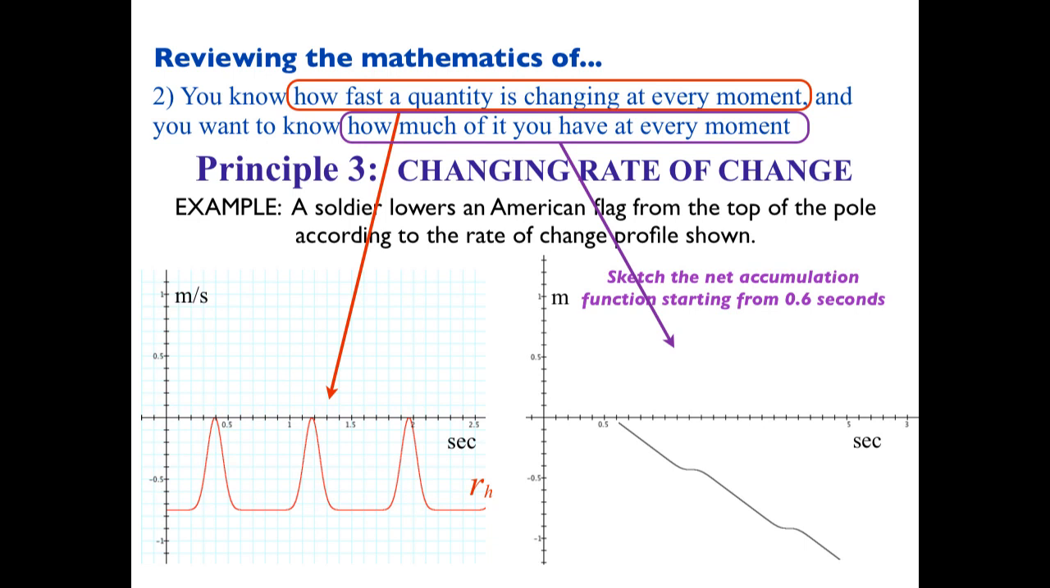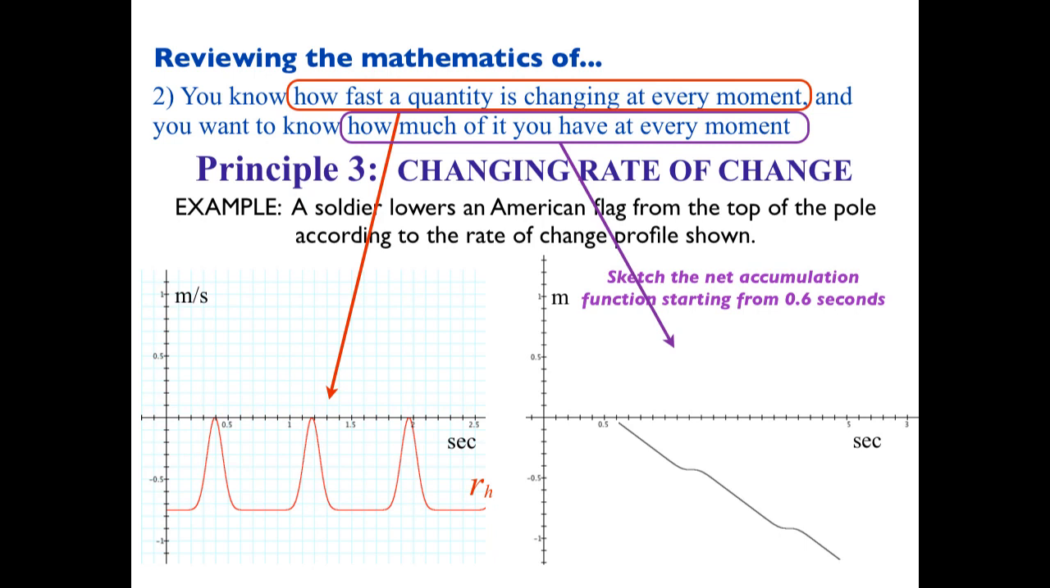We just want to start with what? No, so if we want height, not net accumulation, then we just need a starting height, right? And if we had a starting height and we combined it with net accumulation of height, then we'd have the height profile, right? So that's how much we have at every moment, right?